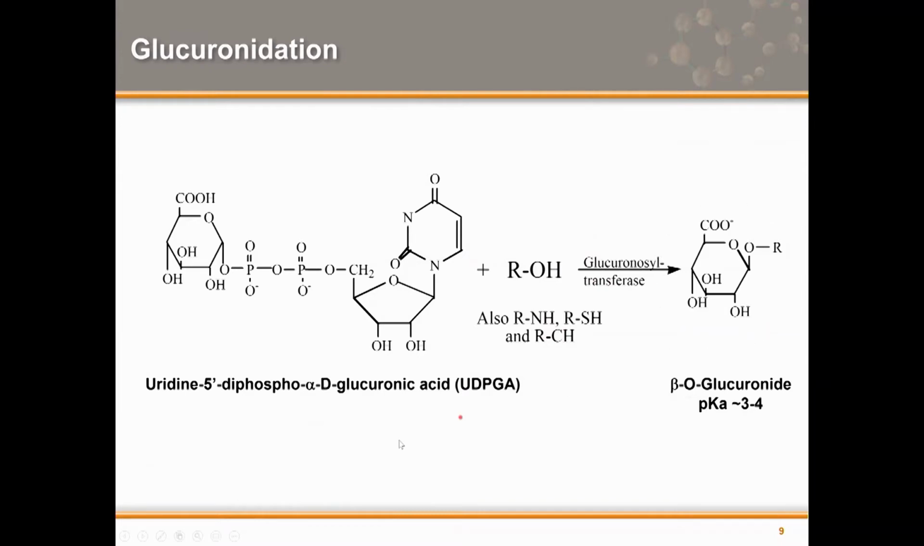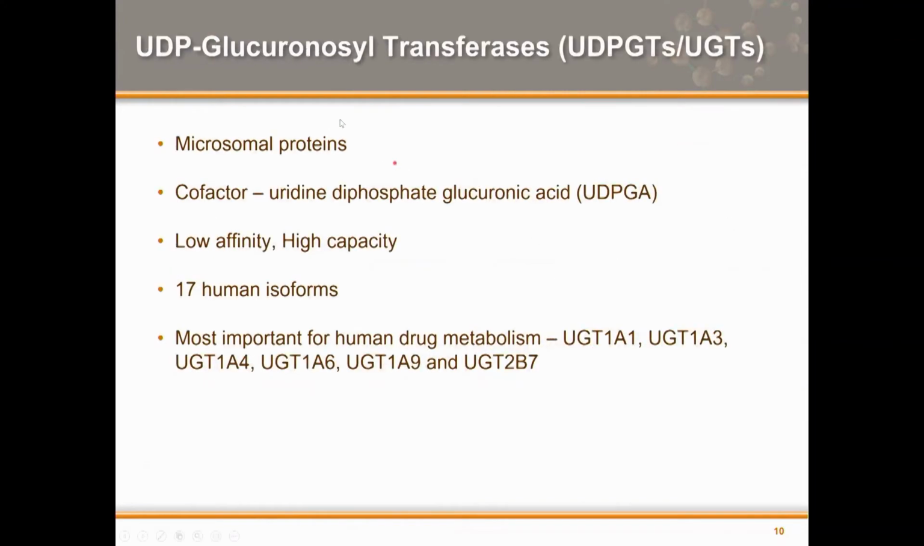This alpha-D glucuronic acid forms a beta glucuronide through a backside attack. And these glucuronide conjugates are mostly charged at physiological pH with a pKa of about 3 to 4. This is catalyzed by a glucuronosyl transferase enzyme. These enzymes, the UDP-glucuronosyl transferases, are referred to as UDPGTs or UGTs.